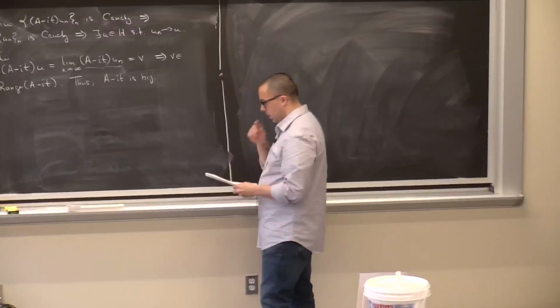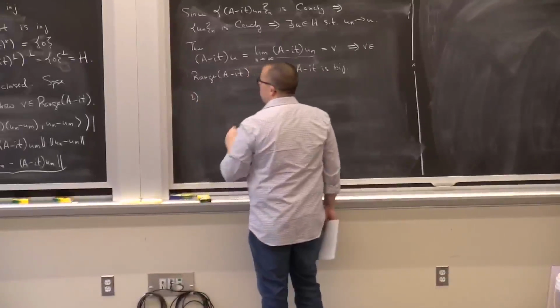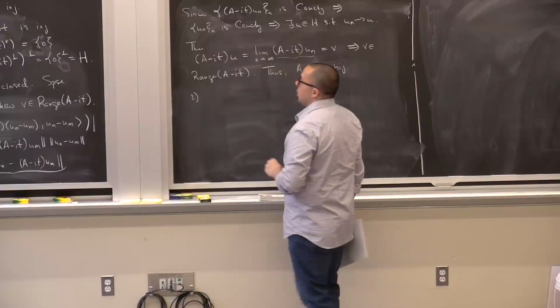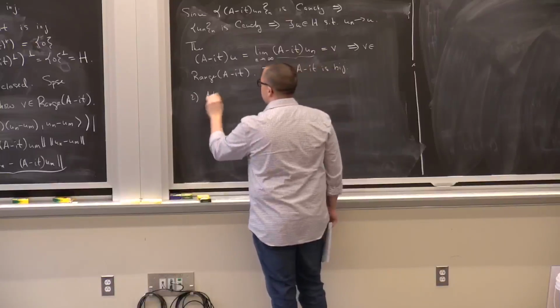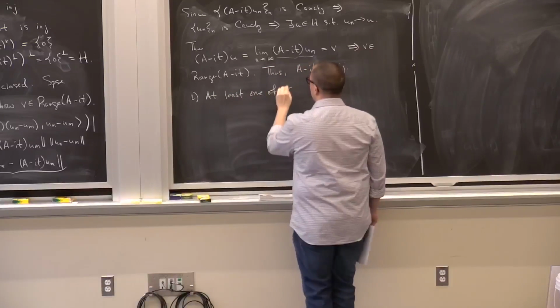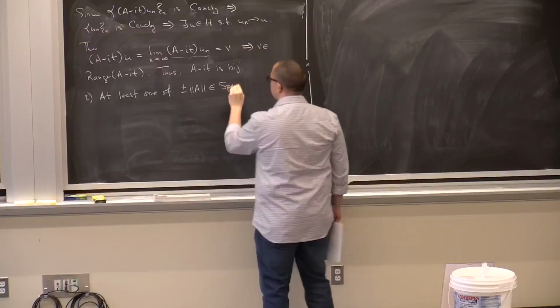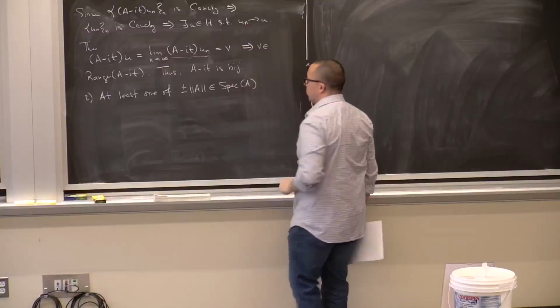Okay, so for the second thing we wanted to show, we wanted to show that at least one of plus or minus norm of A is in the spectrum of A.